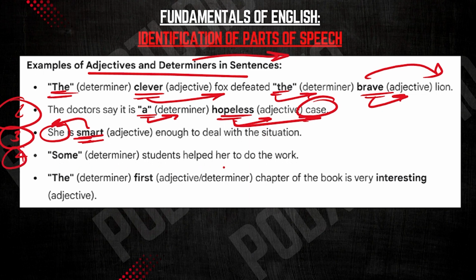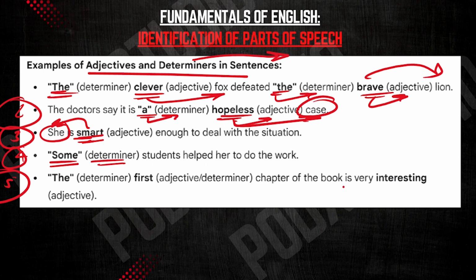Some students helped her to do the work. Here's some. Again, it's a determiner. Why? Because some has no degree. You cannot say somer or somest. That's why it has only one degree, or you can say it's a unique word. That's why here some is a determiner. Let's move with the fifth one.